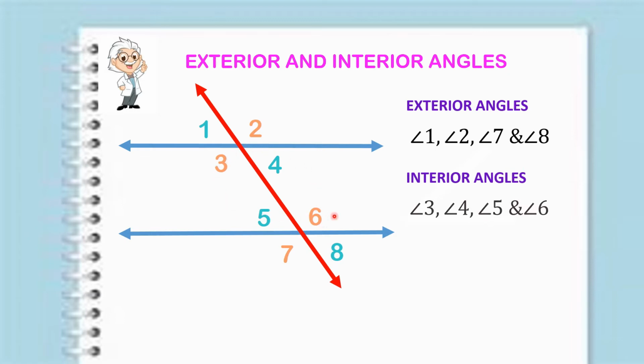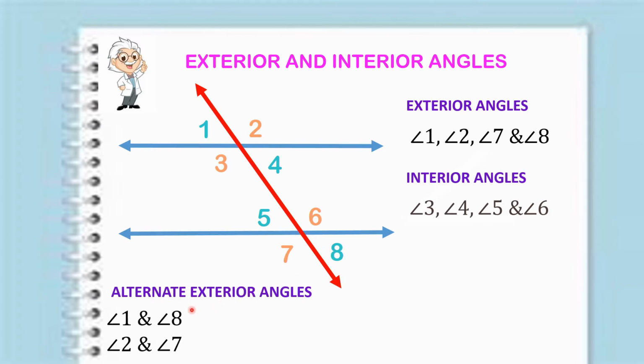We also have these alternate exterior angles. They are the pairs angle 1 and angle 8, angle 2 and angle 7. If you observe, 1 and 8 are not on the same side of this transversal. They are on opposite sides. Same with 2 and 7.